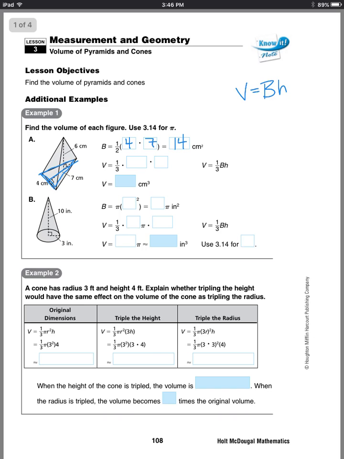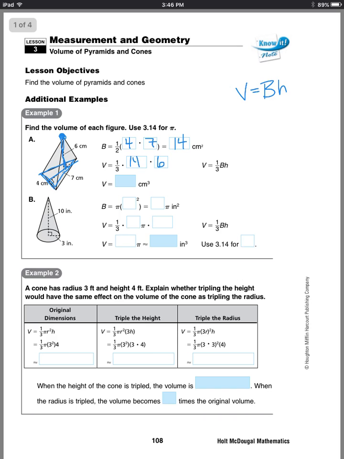And then we're going to multiply that by the height of the pyramid. This is the height, from the tip of the pyramid down to the center of the base. And that is 6. And then we're going to take 14.